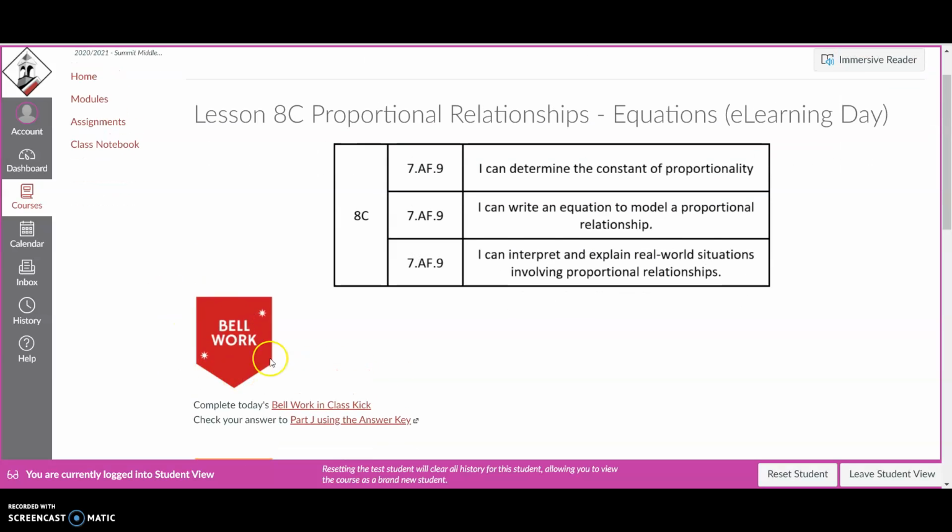First thing you're going to do is your bell work. We're just going to do that normally, like we do in Class Kick. We're doing Part J. When you're done with those 3 questions, I have posted the answer key here, so go ahead and check it to see if your answers are correct. If you're stuck on a problem, let me know and I can write on your Class Kick and give you some hints to help you get started, or help you fix whatever mistake you might have made. So first thing we're doing is our bell work.